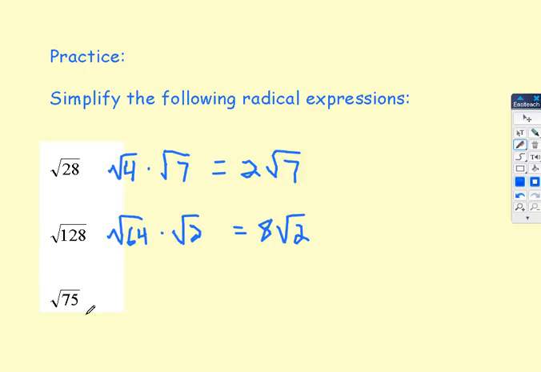Okay, square root of 75. Thinking of factors, there's not a whole lot in 75. I see right away, okay, 25. I know 25 times 3, and 25 is a perfect square. So that simplified is 5 times the square root of 3.